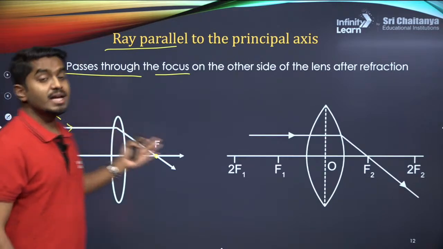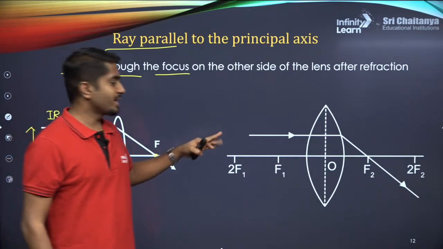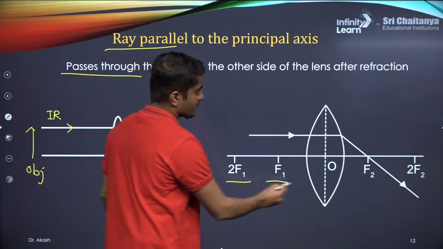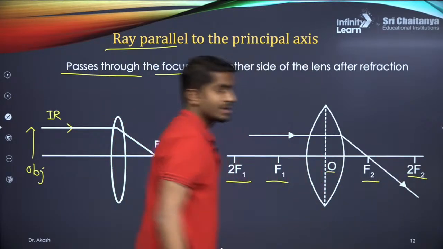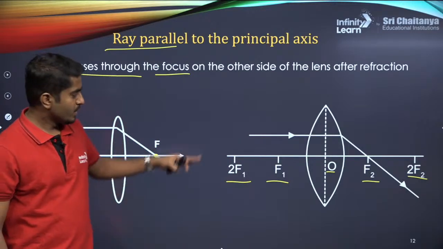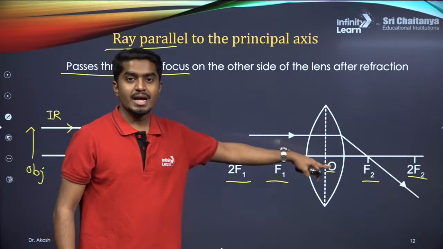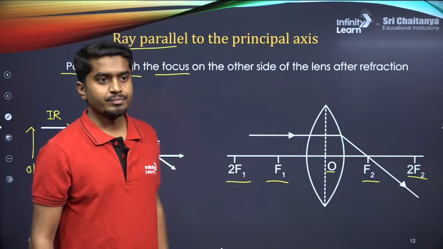Now if you want to draw the proper ray diagram, you need to mention this. You need to write all these, then only you will get the correct mark. You have to write F1, F1, F2, F2, all of them.